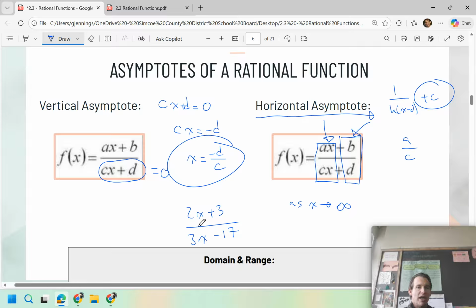All right? We have 2,003 divided by a little bit less than 3,000. We're extremely close to 2/3. Now let x be 1,000,000. You've got 2,000,003. Notice that the 3 is basically irrelevant at this point. Over 3,000,000 less 17. Notice that the less 17 is basically irrelevant. So you can think your way through this by practicing that. I am going to extend to infinity this problem.